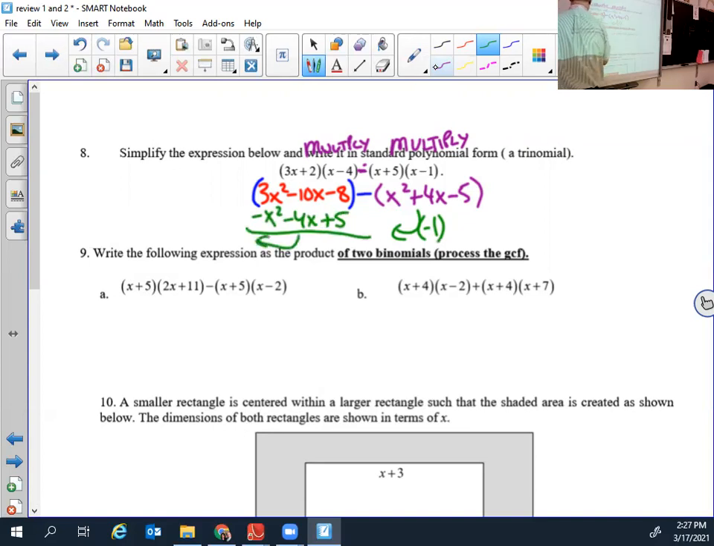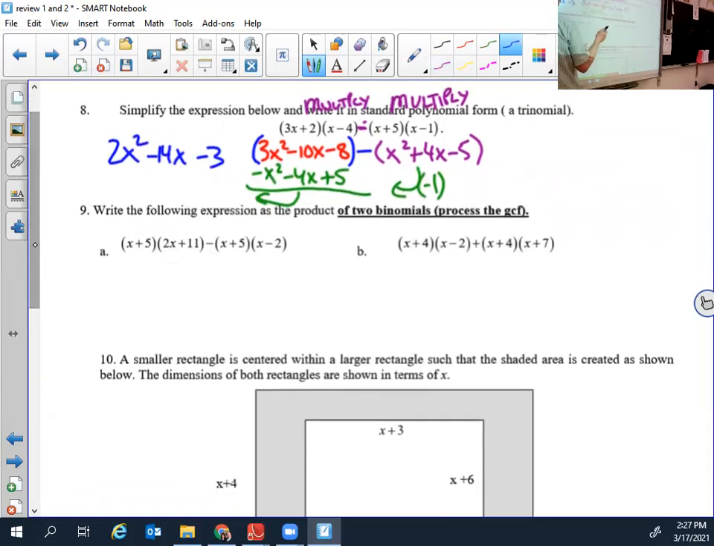And I'm going to put my result over here in blue, and I'm going to get 2x squared minus 14x minus 3. Okay, so that's what they wanted on this one. So you've got to follow the instructions.